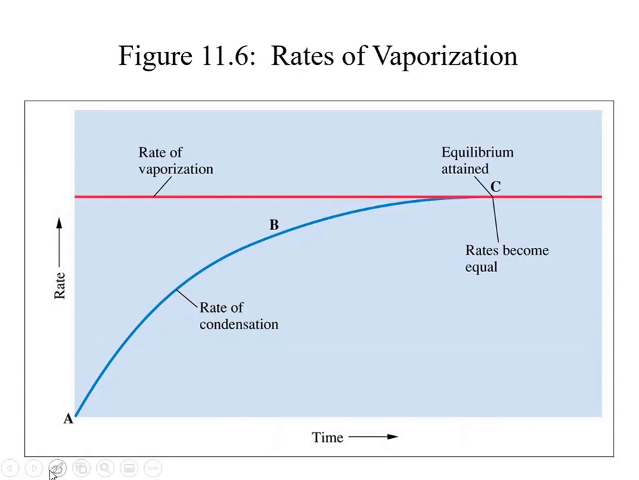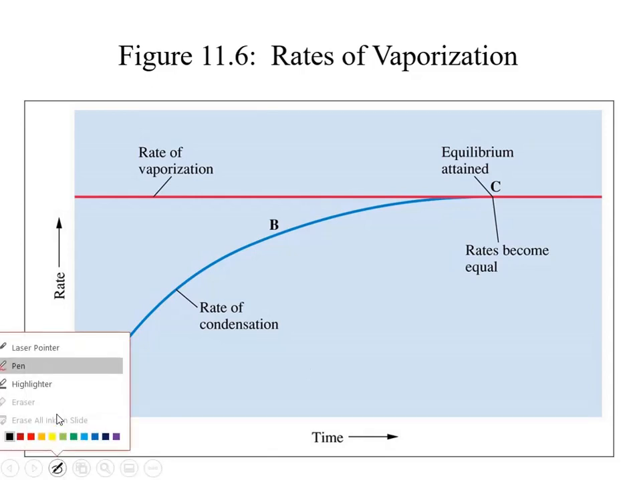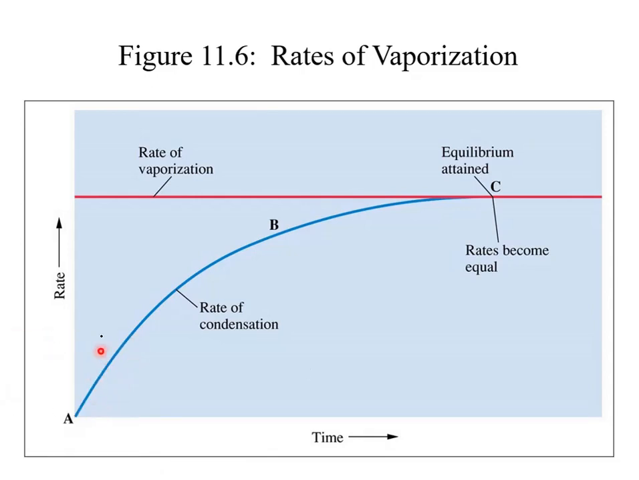I'm sorry, not this next graph. Okay, so this is showing here what happens. The rate of vaporization, so going from a liquid to a gas, is constant. As long as I have liquid present here, then this process is going to be constant for a given temperature. I have to have gases first in order for condensation to occur, so this starts out at 0 and works its way up.